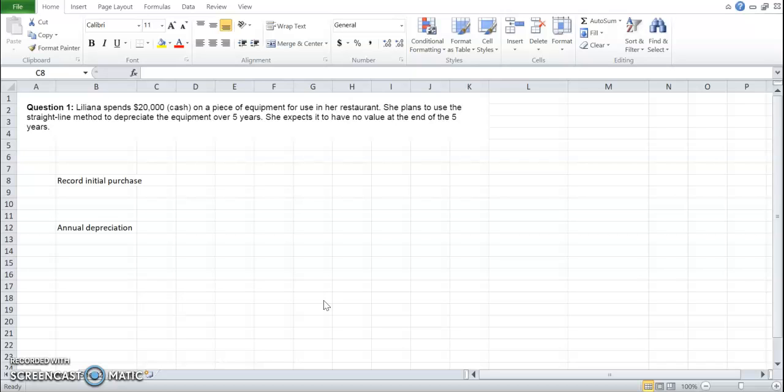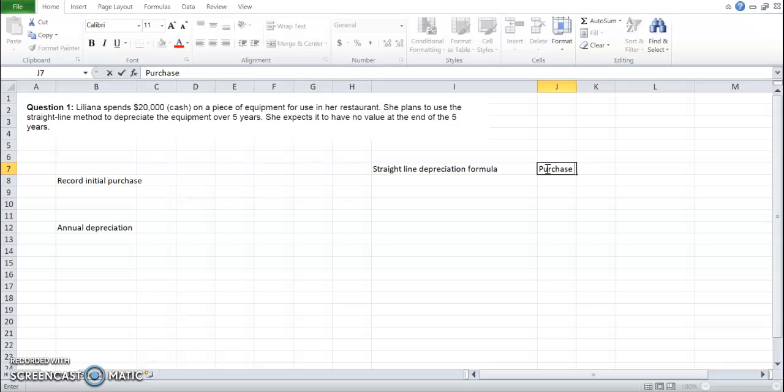Okay, good. So what is the straight line depreciation formula? Because we're going to need that. It is going to be the purchase price minus salvage value, divided by estimated useful years of life. Okay, there we have it.